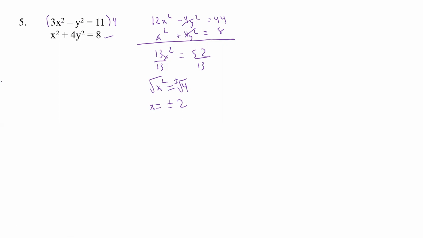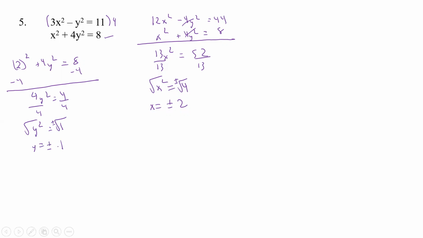So if we take x as 2 or minus 2, we're going to get 2 squared plus 4y squared equals 8. So that's 4, so I'll subtract 4. And so 4y squared equals 4, divide by 4, y squared equals 1, square root, y equals plus or minus 1, okay? And that's for the positive 2, and if we do the negative 2, we get exactly the same thing. When we square that, that's 4, so we subtract 4 from both sides. We get 4y squared equals 4, and so y is going to be plus or minus 1 again.